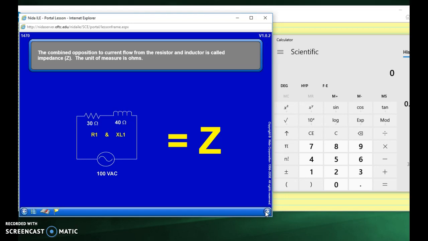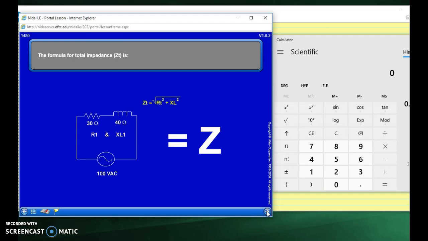The combined opposition to current flow from the resistor and inductor is called impedance. The unit of measurement is still ohms. So we're going to have to start calculating this impedance. And we still have to work with our inductors, we still have to work with our resistors, and then we have to work with both of them together.